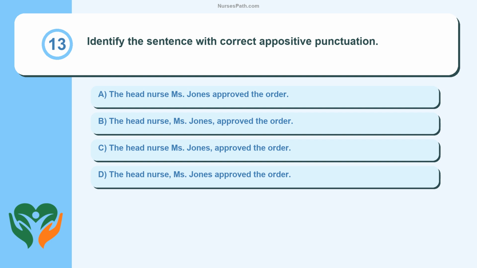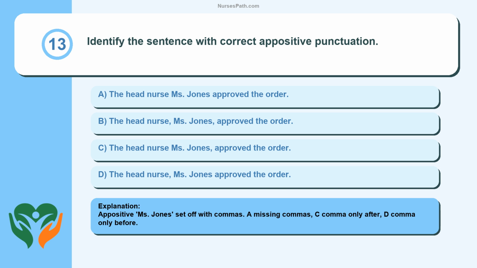Question 13. Identify the sentence with correct appositive punctuation. The head nurse, Ms. Jones, approved the order. The appositive Ms. Jones is set off with commas. A is missing commas, C has a comma only after, D has a comma only before.